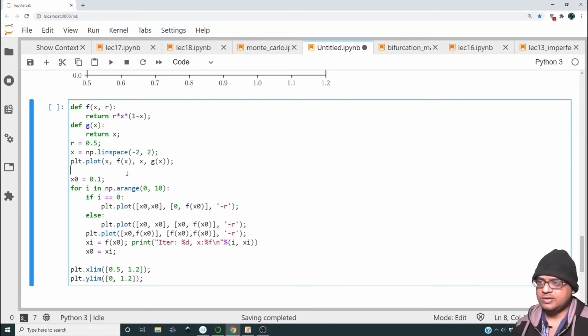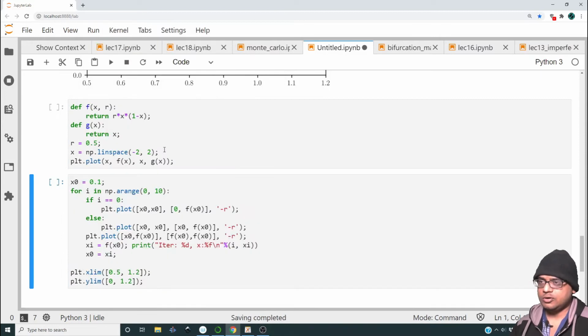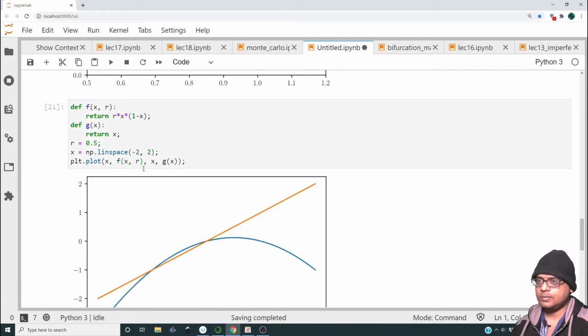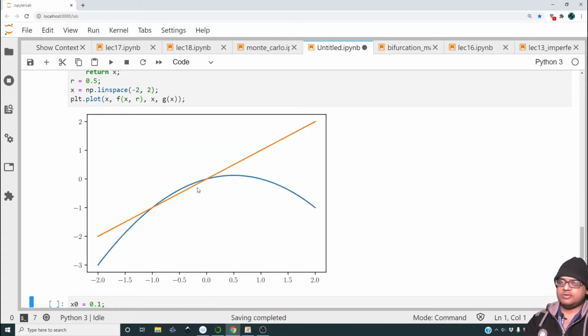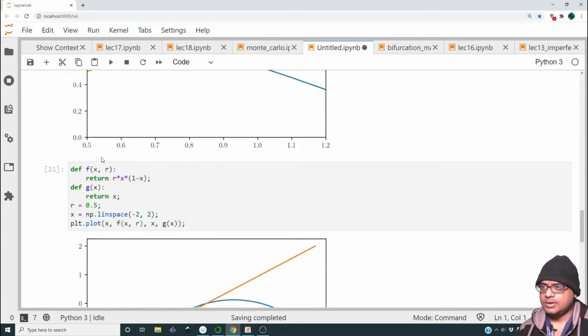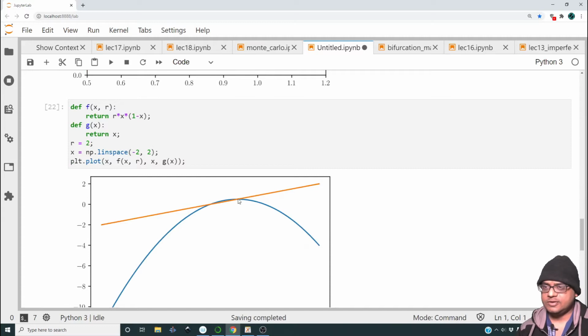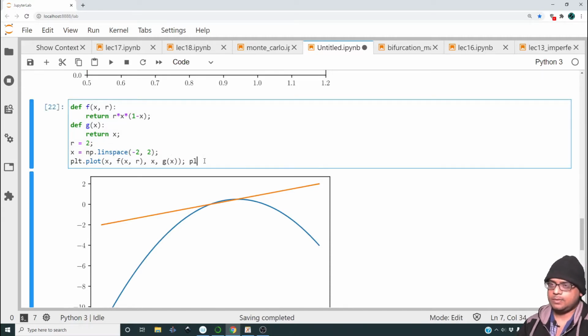Let me split the cell over here to show you how the plot looks. So this is how the plot looks, and there is obviously a fixed point over here and a fixed point at 0. If we increase the value, then let me make it 2. So there's a fixed point over here. So let us focus on 0 to 1.